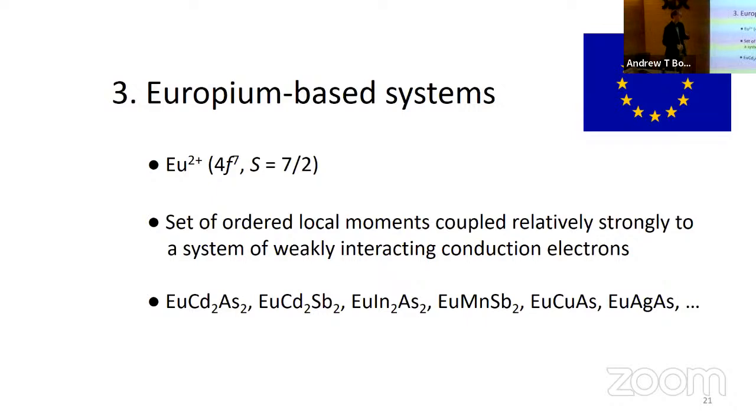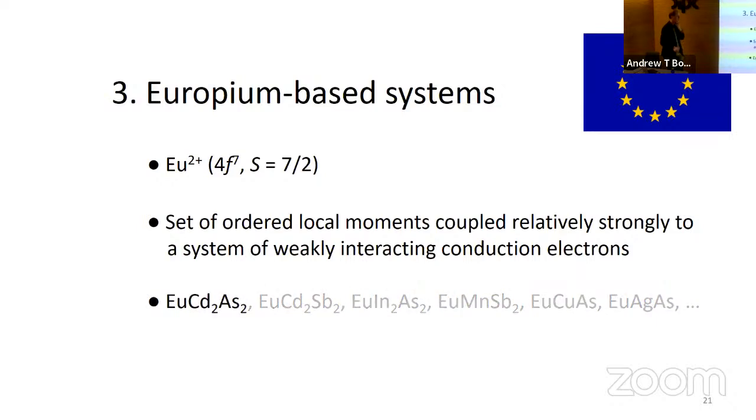And the other thing is that because it's a rare earth, the F electrons are very tightly bound and very localized. So they don't really contribute towards the conductivity at all. So it acts as a kind of magnetic subsystem, which is coupling to the conduction electrons and affecting them, but not actually participating in any electrical conduction itself. And we've been looking at a whole bunch of these europium compounds in the last 2 or 3 years. I'm just going to focus on this one, which was the first one we looked at.